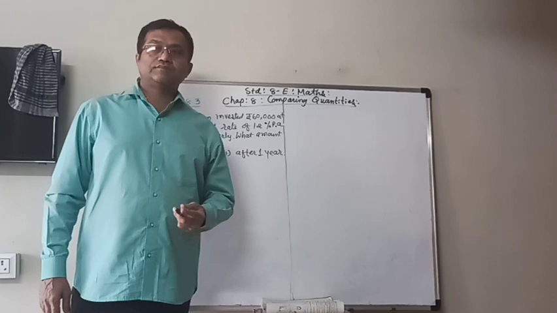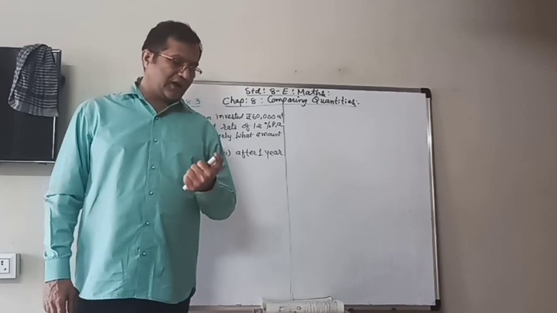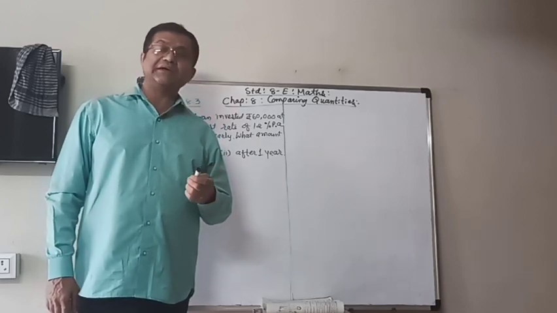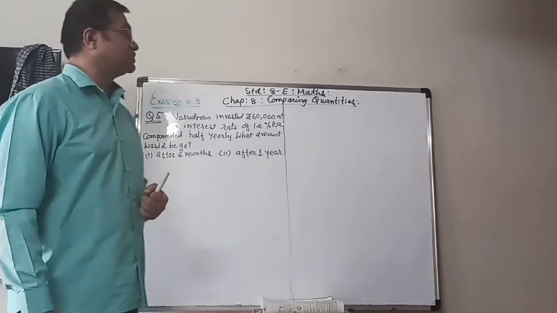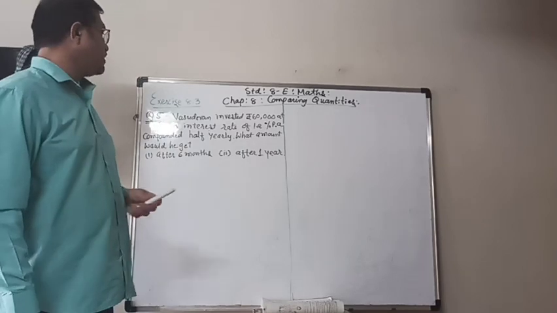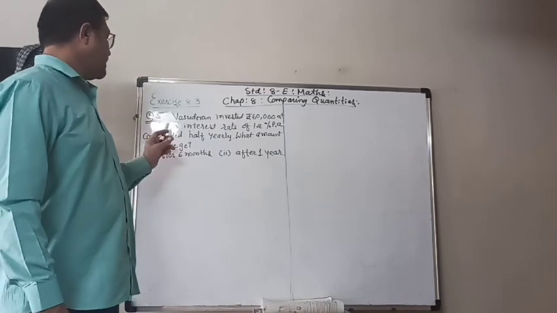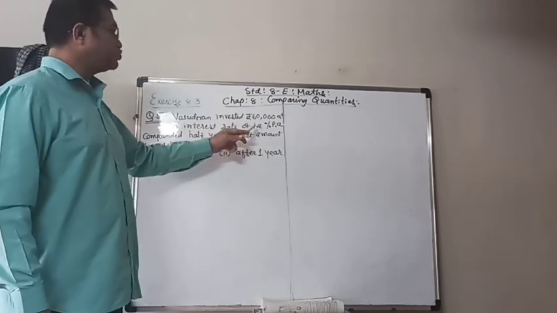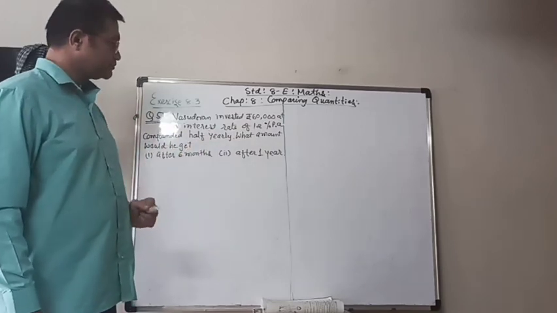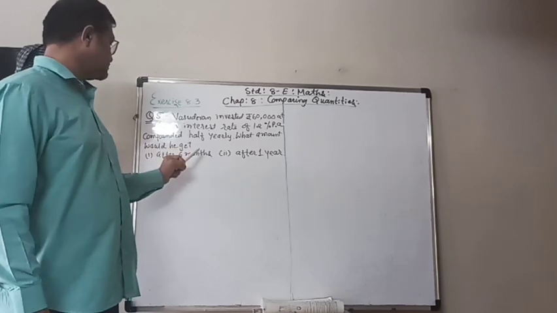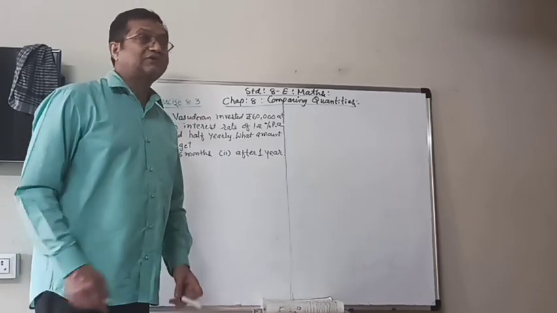Standard 8, Comparing Quantities, Chapter number 8. We are at nearly the end of this chapter with Exercise 8.3. Question number 5: Vasudevan invested rupees 60,000 at an interest rate of 12% per annum, compounded half yearly. What amount would he get after 6 months? And also we have to find the amount after 1 year.